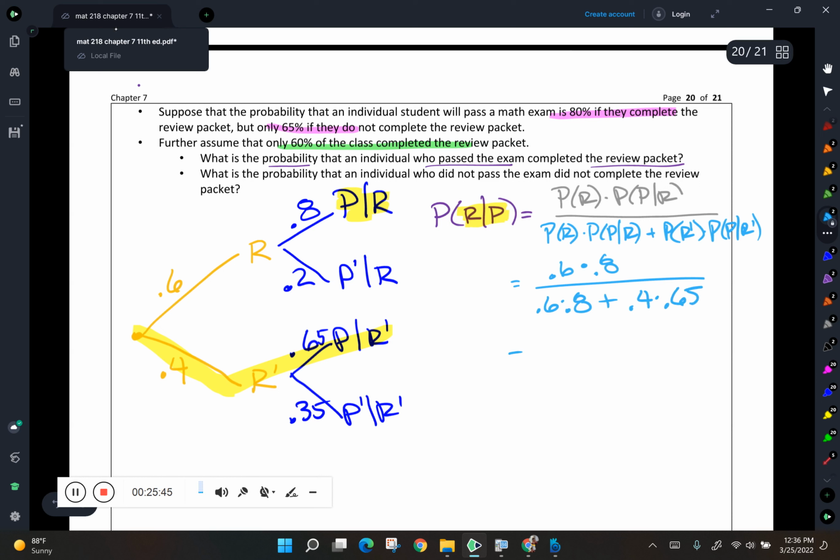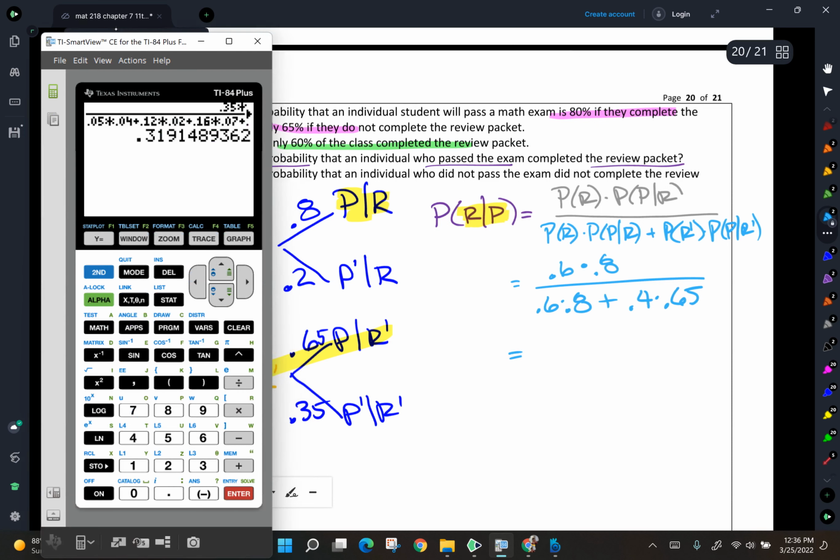0.65. Math, calculator, clear. Going to make a fraction again. My numerator is going to be 0.6 times 0.8. My denominator is going to be 0.6 times 0.8 plus 0.4 times 0.65. Oops, there's a mistake. You see it? Let me fix that real quick. 0.4 times 0.65, and I get a 65%.